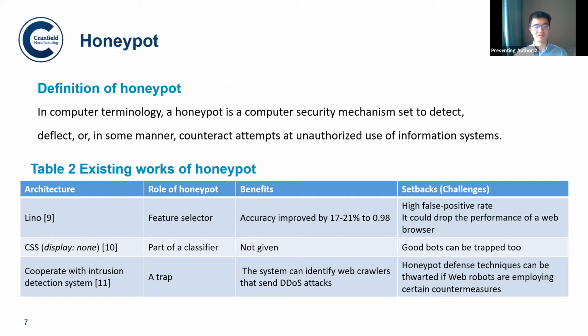But when you look at the setbacks of these systems, which was also made clear in their papers, you will find that 2 of them concluded that the honeypot system gave a high false positive rate, and good bots could be trapped too. These 2 conclusions raised the same issue. False positive means their system incorrectly classifies human or good bots as bad bots. So we think the main challenges of the honeypots should be summarized as follows.